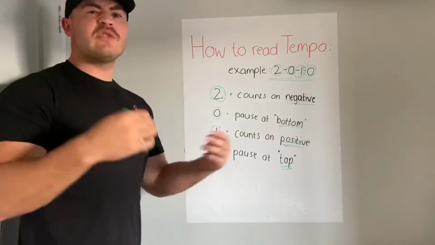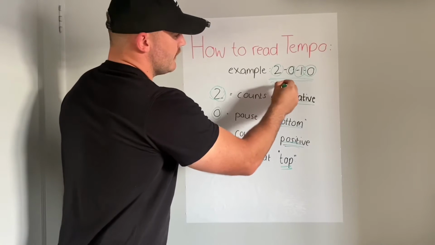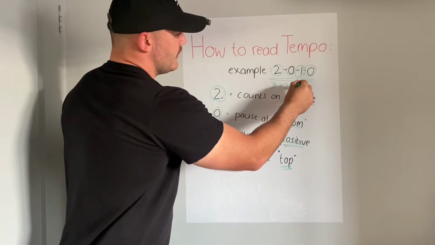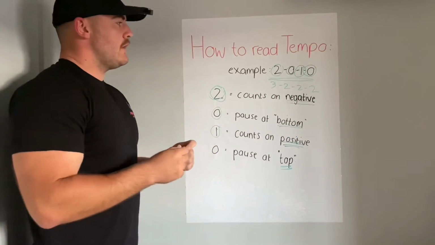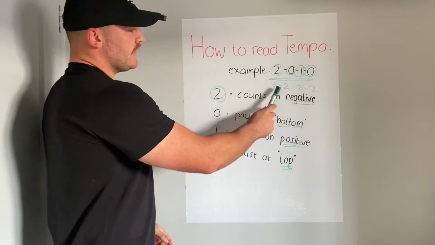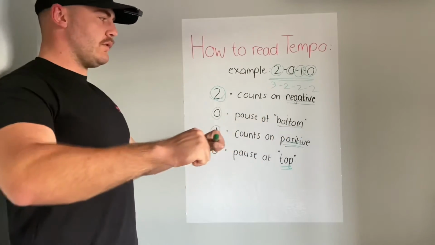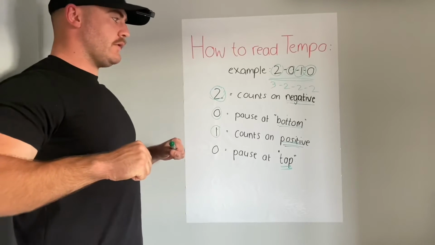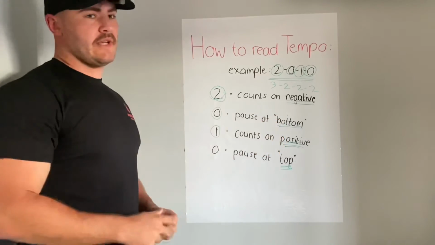Okay, but let's use a different example. So let's say it would look like 3, 2, 2, 2. Okay, so it's still sticking to the bench press. If we had the example 3, 2, 2, 2, that would look like this. We'd go 1, 2, 3, 1, 2, 1, 2, 1, 2, and start again.